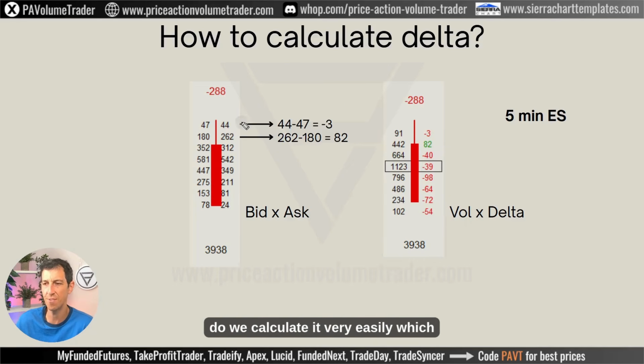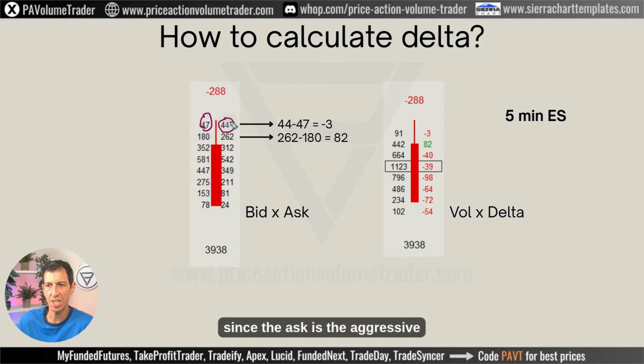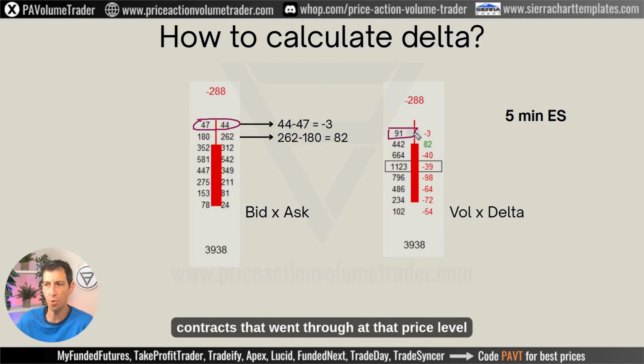So how do we calculate it? Very easily. We just take the bid and the ask, and since the ask is the aggressive buys, we're just going to do ask minus bid. So in this case, we have -3. And you can see here we have a -3 delta on this level. And this number here, if we add up all the executions at this tick level, is going to give us the total contracts that went through at that price level. And we just do that for every single level.